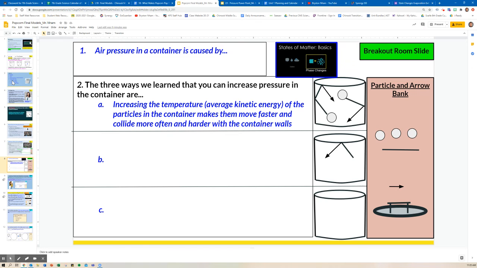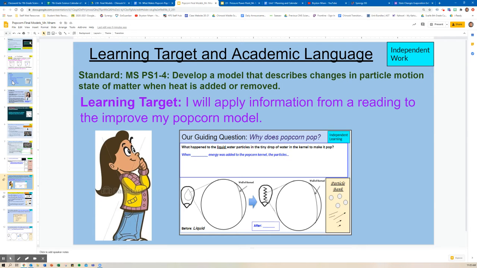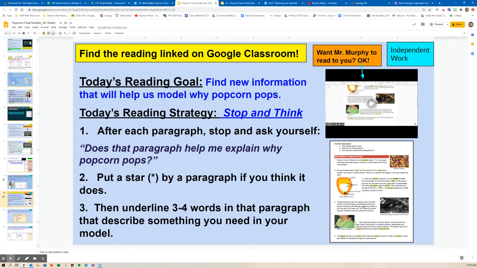There are 2 other ways that we can make pressure higher in a container, and I want you to figure that out. Okay. So guys, the learning target for today is you're going to be able to apply information from a reading to improve your popcorn model. In Google Classroom, I also posted a link to an article, and this is the independent work that you are going to do.